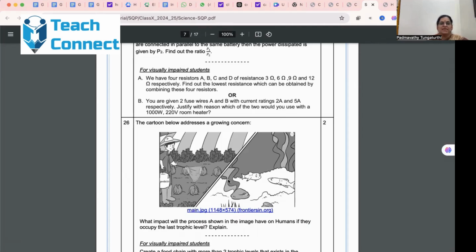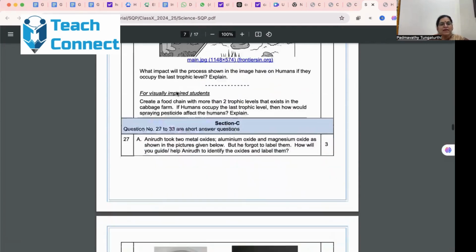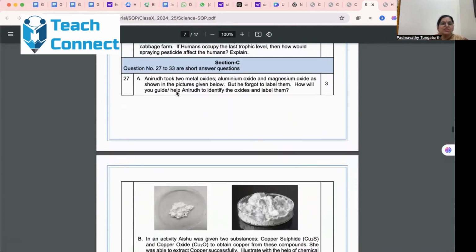This is a competency-based question. There is a justification given for which one you would use for a room heater. There is a wattage and there is a voltage given here. Then comes section C, questions 27 to 33.